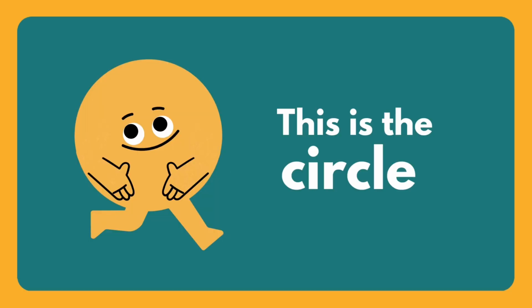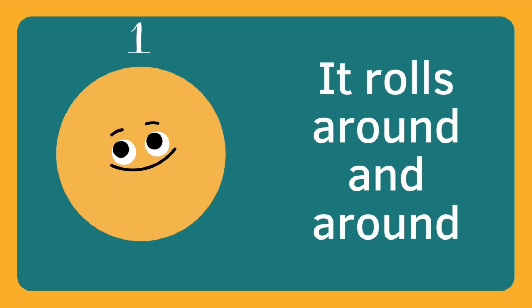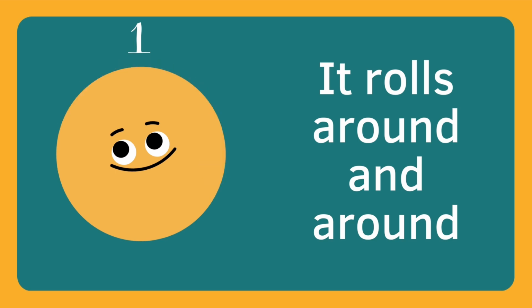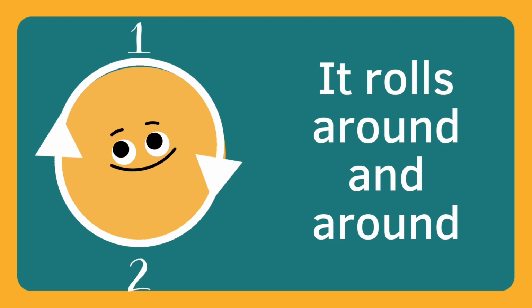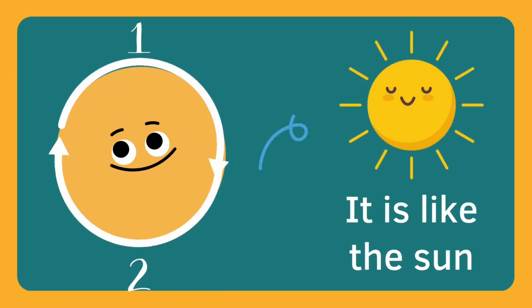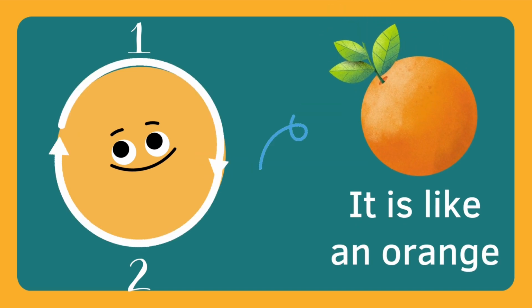This is the circle. It rolls around and around. 1, 2. It is like a ball. It is like the sun. It is like an orange.